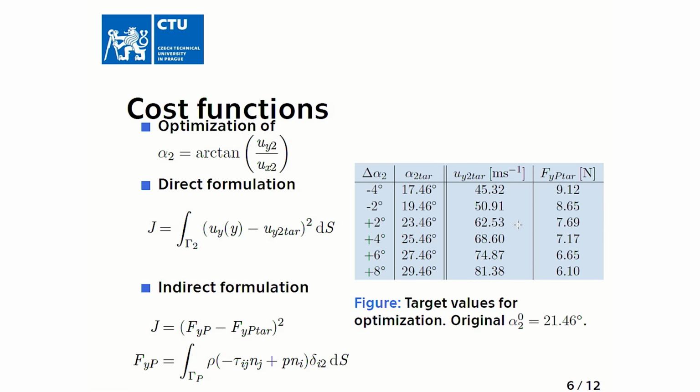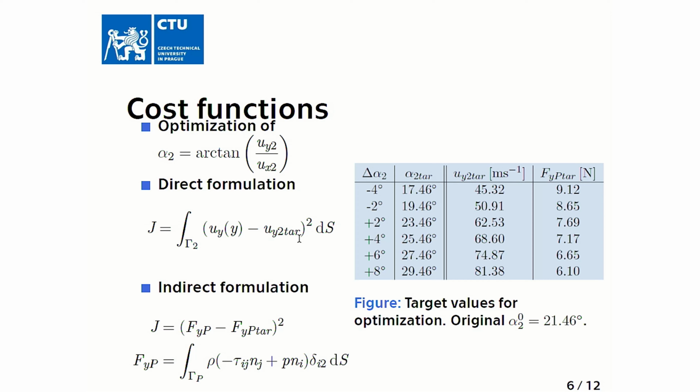Now we can define the cost functions themselves. So the angle of stream at the outlet can be computed from this relation, from the components of the velocity at the outlet. And this leads to a so-called direct formulation. So for a given alpha 2, the outlet stream angle, we can compute some target value of the y component of velocity and define the cost function as a quadratic difference from this target value. So this will be an integral over the outlet boundary here.